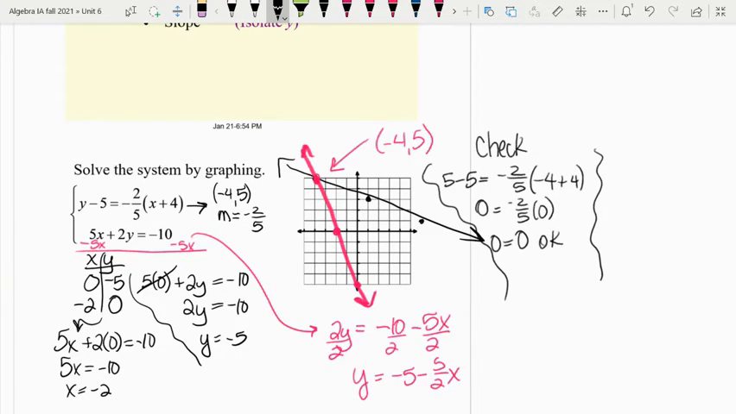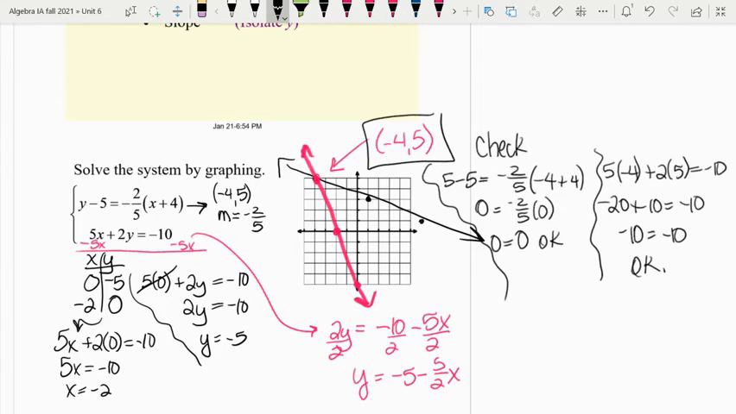And then let's check the other equation, which would be 5 times -4, plus twice 5. Does that equal -10? So -20 plus 10 equals -10. -10 equals -10. Okay, so this is the correct answer.